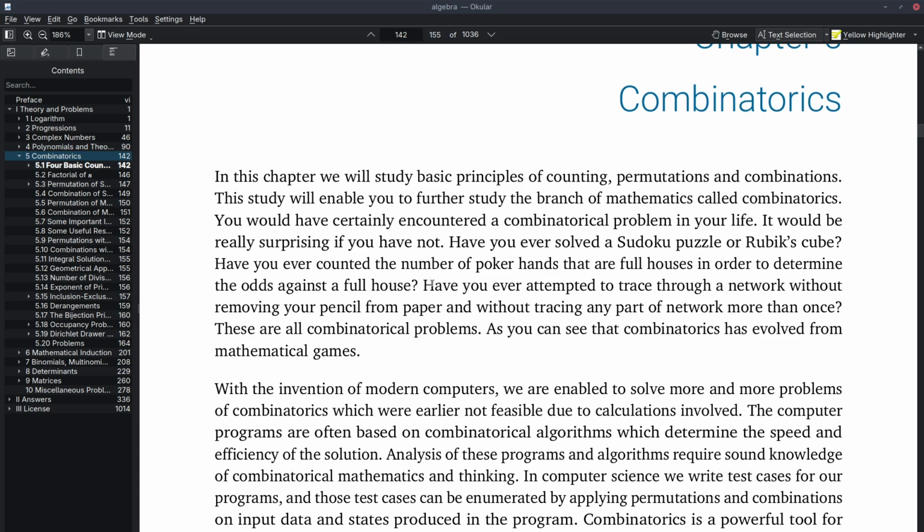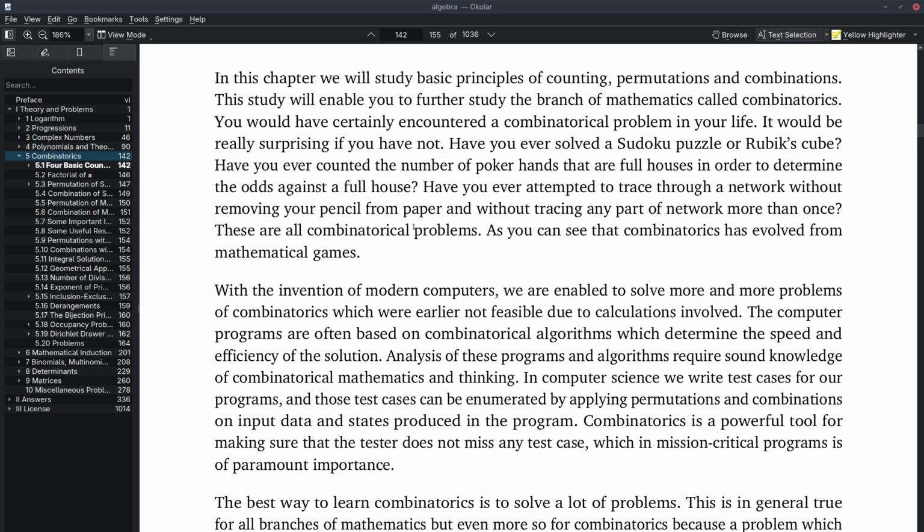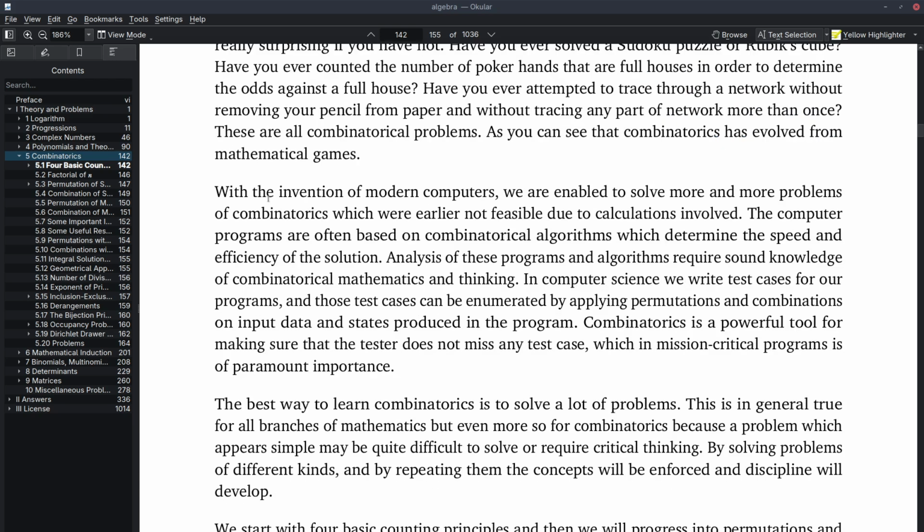Have you ever attempted to trace through a network without removing your pencil from paper and without tracing any part of the network more than once? These are all combinatorial problems. As you can see, combinatorics has evolved from mathematical games. With the invention of modern computers, we are enabled to solve more and more problems of combinatorics which were earlier not feasible due to the calculations involved.